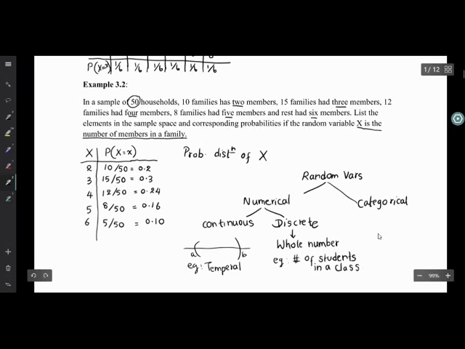If you measure temperature, you can come up with 35.27 degrees Celsius and so on. So you see, you can have decimal values or fractions. These are continuous random variables.